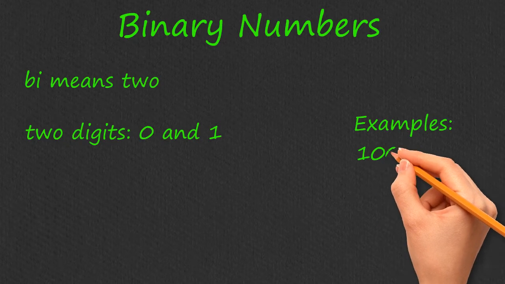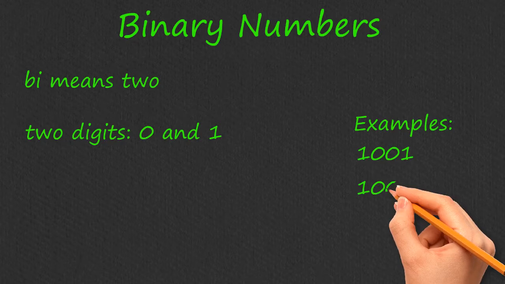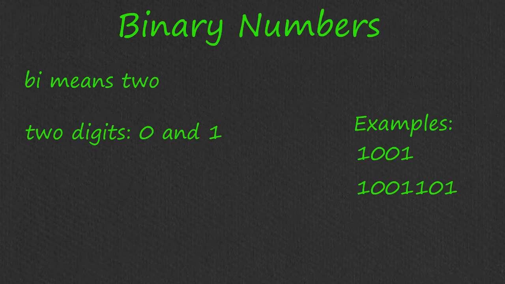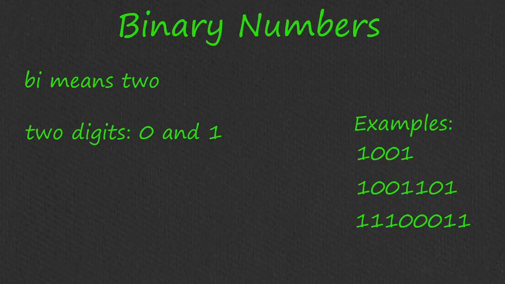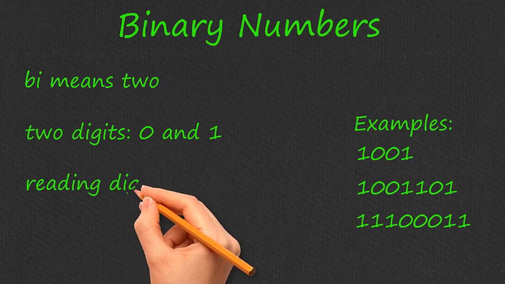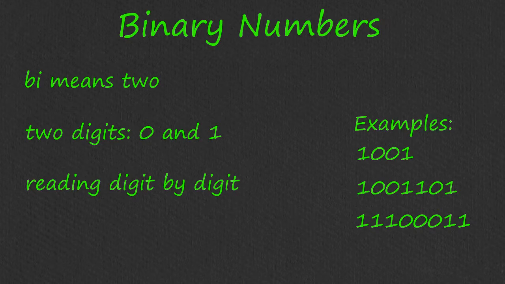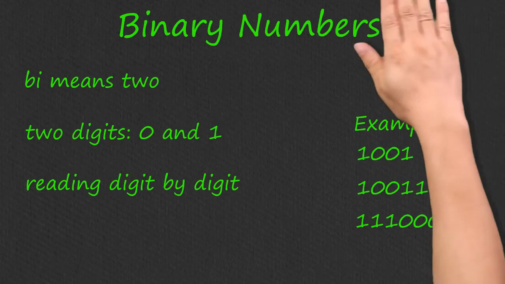1, 0, 0, 1, 1, 0, 0, 1, 1, 0, 1, 1, 1, 1, 0, 0, 0, 1, 1. I hope you have spotted that I have read these numbers out loud digit by digit, so we don't accidentally associate them with the decimal numbers. I suggest you also read them digit by digit, so you consciously separate binary numbers from decimal numbers.